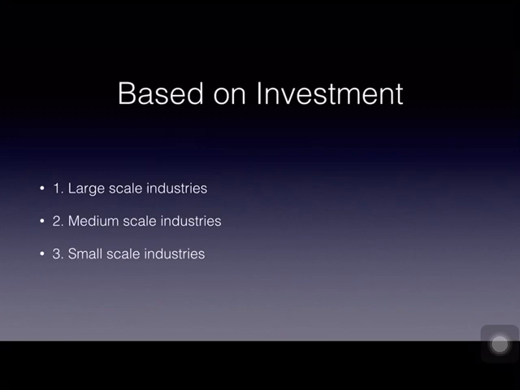And based on investment, there are three types of industries. First one is large scale industries, medium scale industries, small scale industries. Actually, the amount of investment is fixed by the government. And within that limit, if the industries invest, those are called small scale industries or medium scale industries. If investment goes beyond that limit fixed by the government, those are large scale industries. And this amount of investment fixed by the government keeps on changing from time to time. So large scale industries need more investment, medium scale, medium investment, and small scale, less investment.